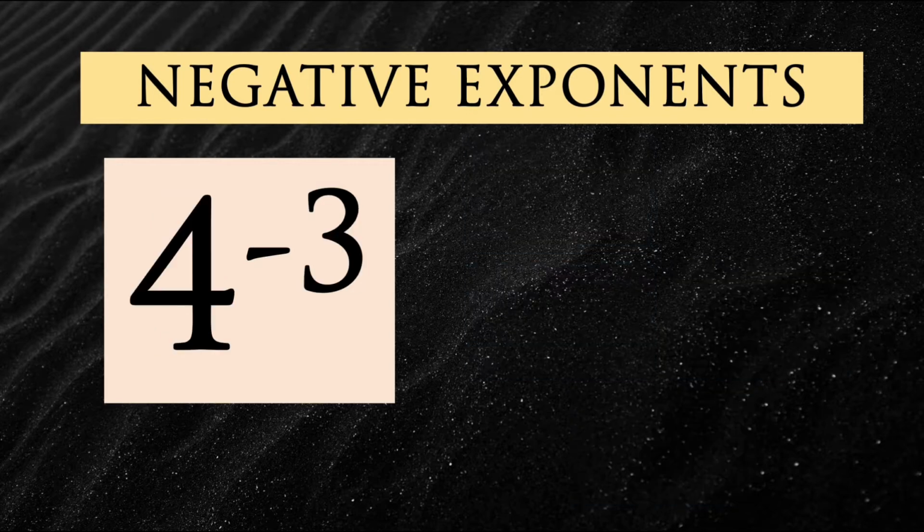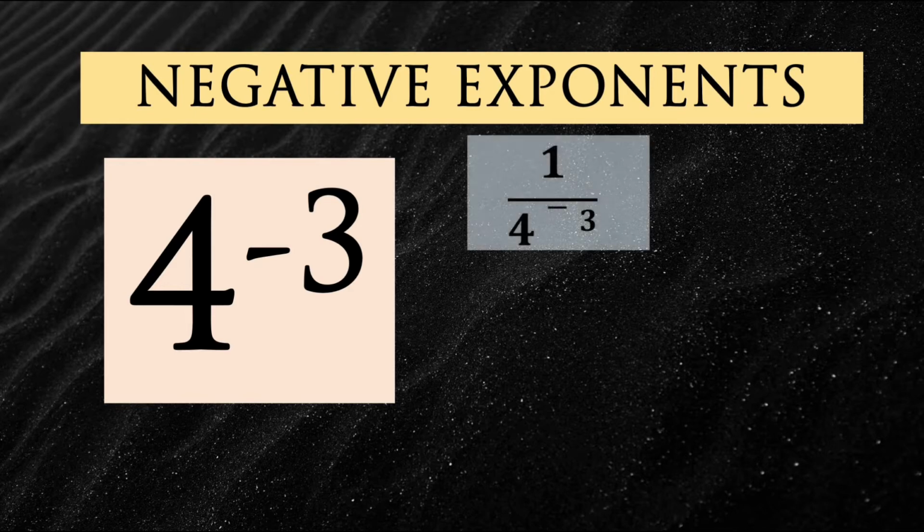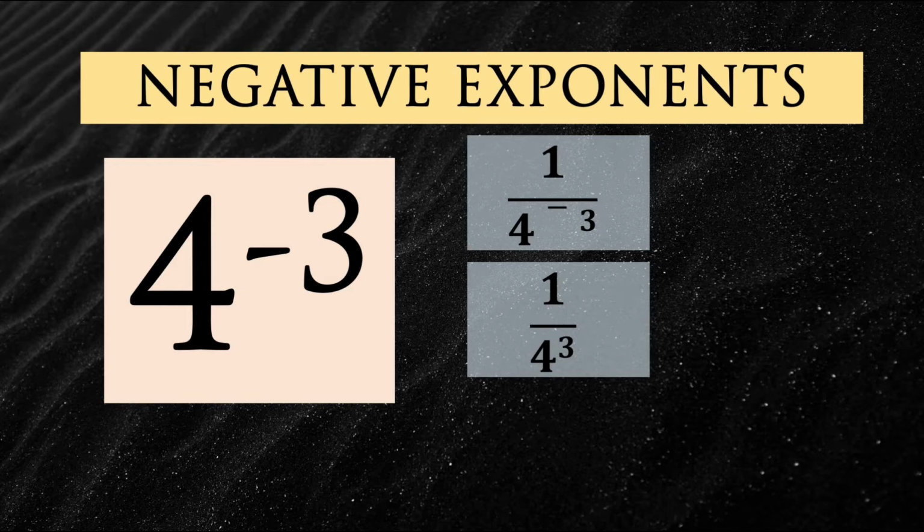So we have 4 raised to negative 3. So let's get the reciprocal. 4 raised to negative 3 is the same as 4 raised to negative 3 over 1. So its reciprocal is 1 over 4 raised to negative 3. And then change negative 3 into positive 3. So you'll get 1 over 4 cubed, or 1 over 4 raised to 3.